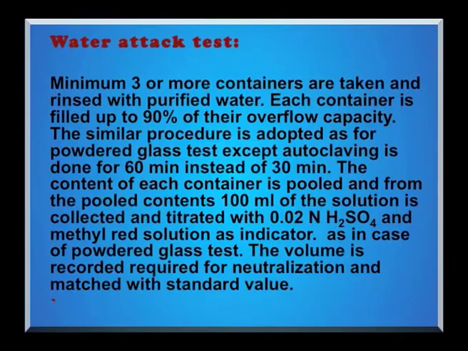Now we will talk about another test, that is water attack test. To perform this test, intact containers are preferred. A minimum of 3 or more containers are taken and rinsed with purified water. Each container is filled up to 90% of its overflow capacity. A similar procedure is adopted as for powdered glass, except autoclaving is done for 60 minutes instead of 30 minutes.